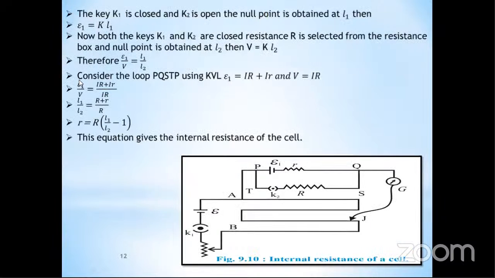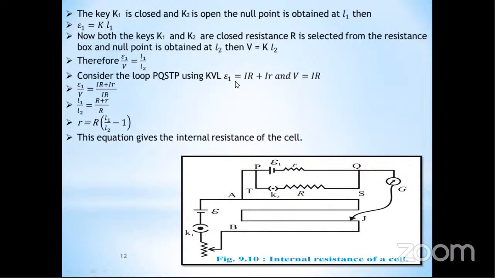In this way, here the formula is E1 divided by V is equal to I r. Therefore, this is the small I r divided by capital I R, that is V is equal to I R.